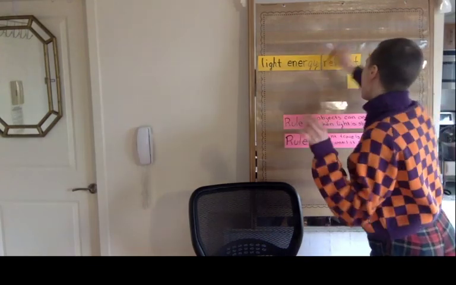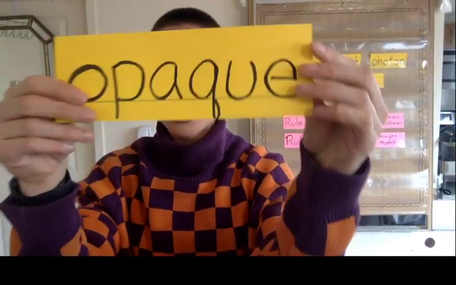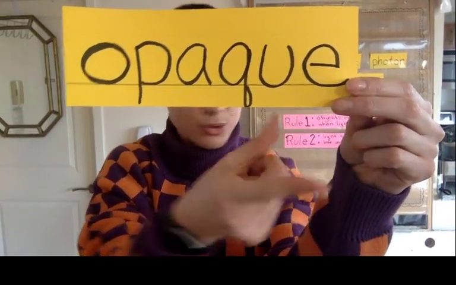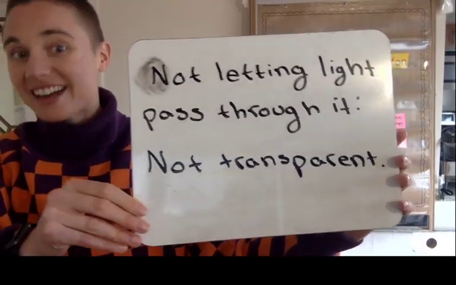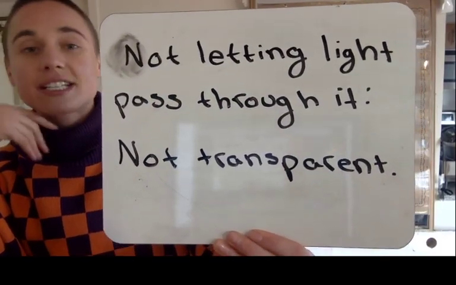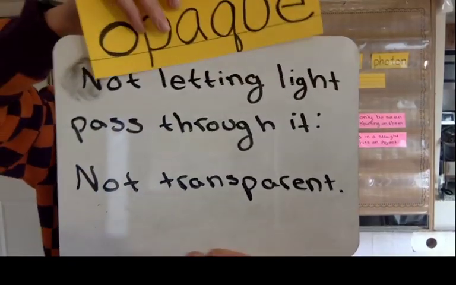Now I would like everyone to take 1 minute to add the word opaque into their glossary. We remember our word opaque from yesterday. It simply means that light cannot pass through that object. So please write opaque into your glossary, O-P-A-Q-U-E, and the definition of opaque is right here. It is not letting light pass through it, or not transparent. Being opaque is the opposite of transparent. I am going to give you just 2 minutes right now to copy down opaque into your glossary.